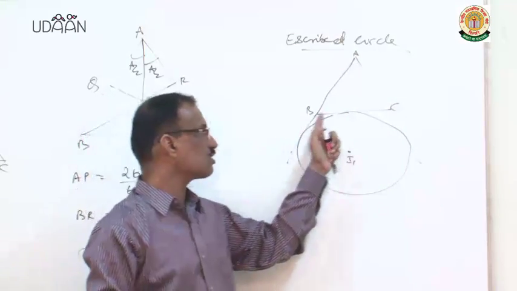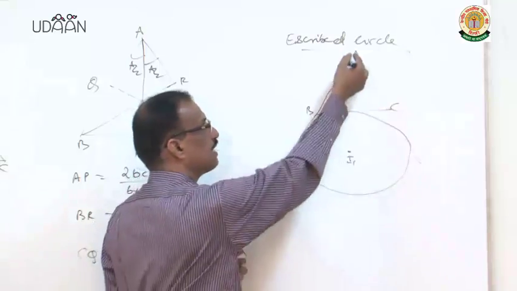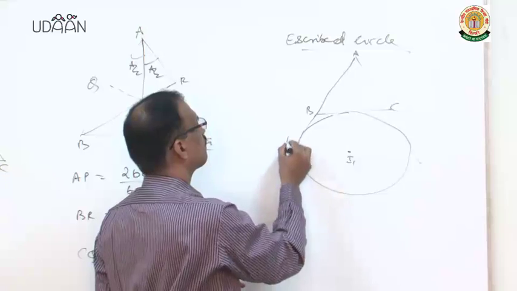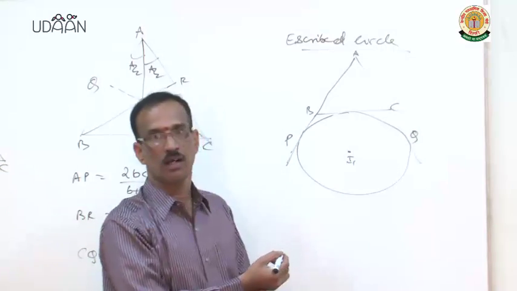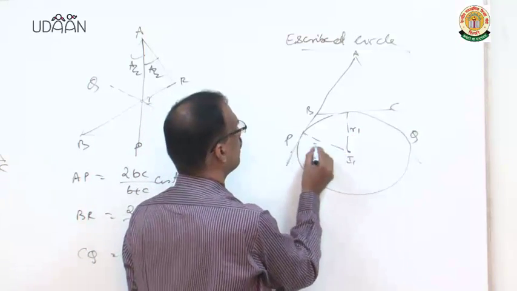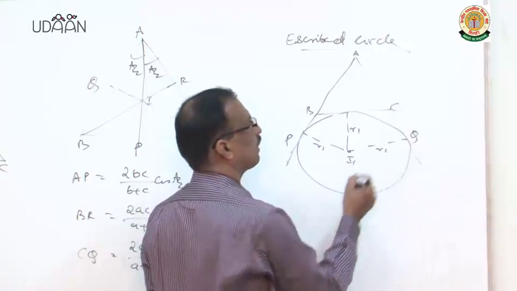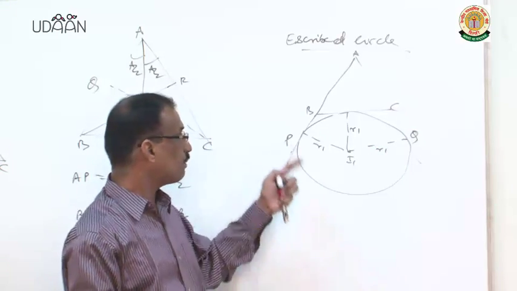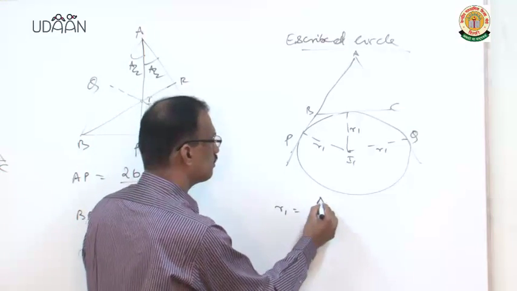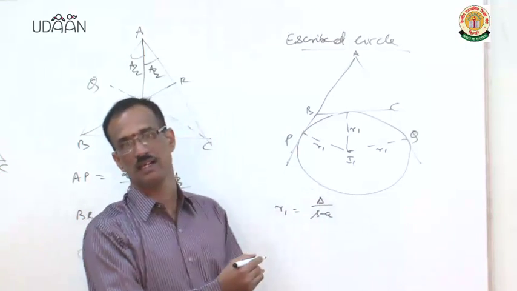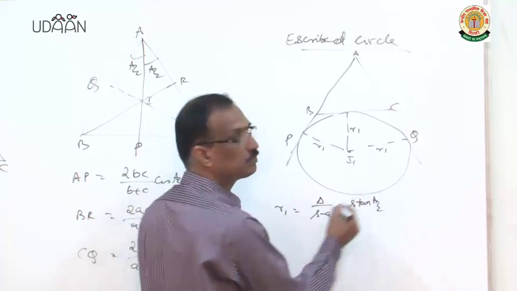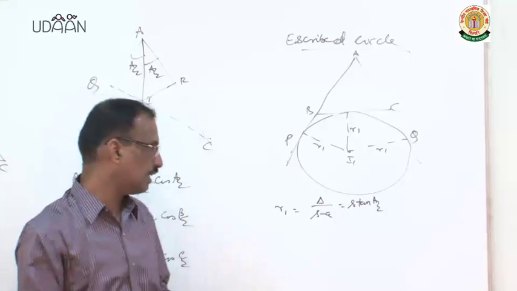It is touching side BC and extended AB and AC at some points P and Q. Now, what will be the radius? This you have R1, R1, R1. Okay. So now, what will be the radius R1 equal to? You get R1 is equal to del by S minus A, or it is the same as S tan A by 2. You get S tan A by 2.